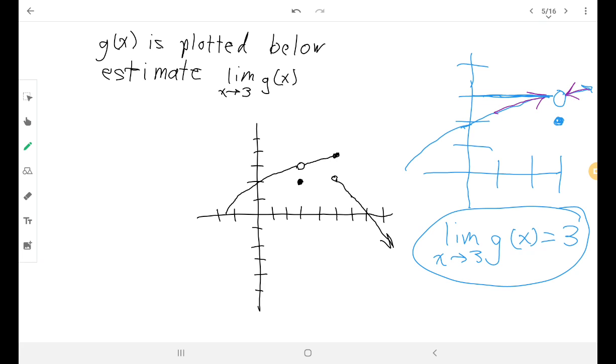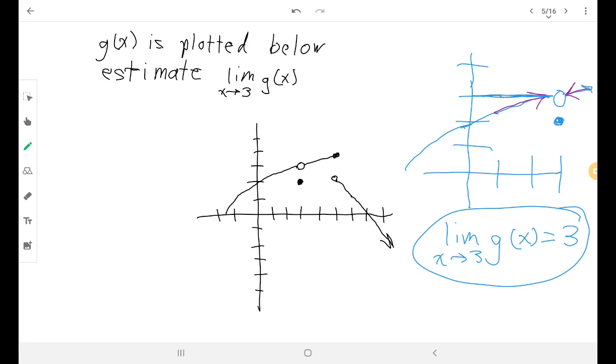So the limit equals 3. Or it appears that the limit equals 3, because you can't really tell, right? Again, when you're looking at graphs, what if that y value is 2.9999999999997? I would never know by looking at that graph, right? It appears that the limit is 3. And that's all I can really say.